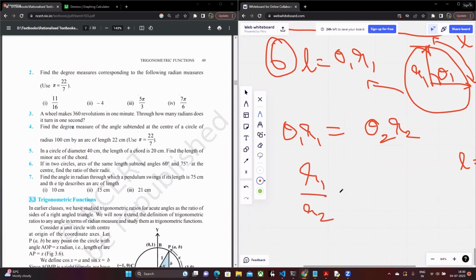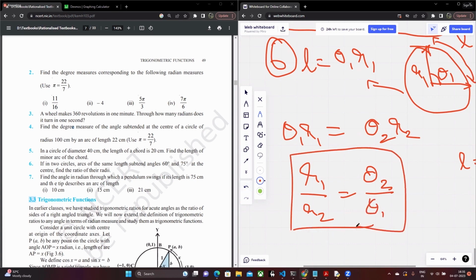or R1 divided by R2 is going to be equal to theta 2 divided by theta 1. This is going to be the major logic that I'm going to use in this case.